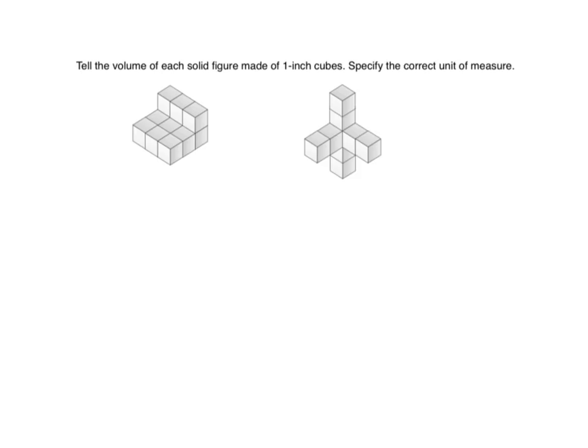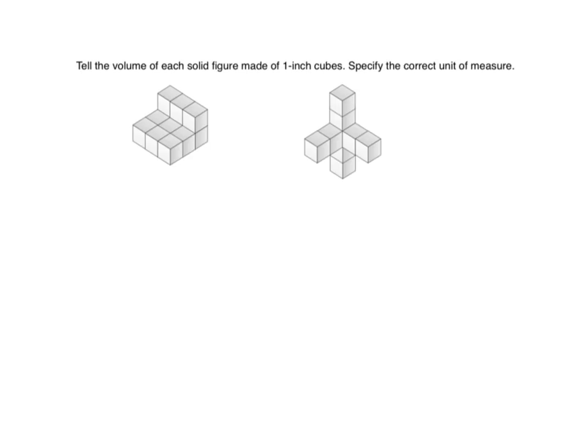Okay, these are pretty simple representations. Tell the volume of each figure made of 1-inch cubes. Specify the correct units of measure. The main thing we need to realize is that each of these faces represents one unit cube, and the unit is 1 inch. So we have a length, a width, and a height of 1 inch. So 1 times 1 times 1 is 1 inch cubed.